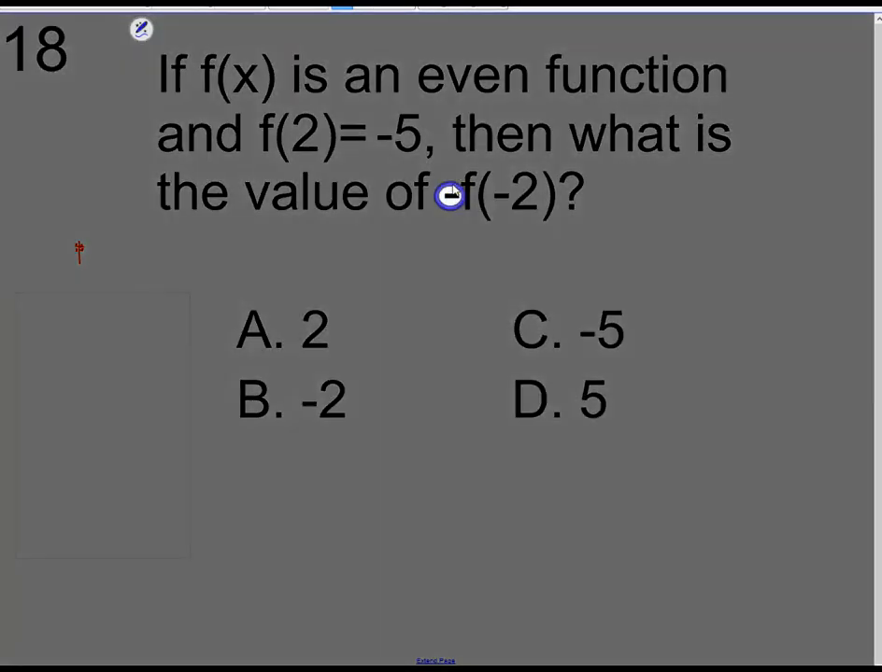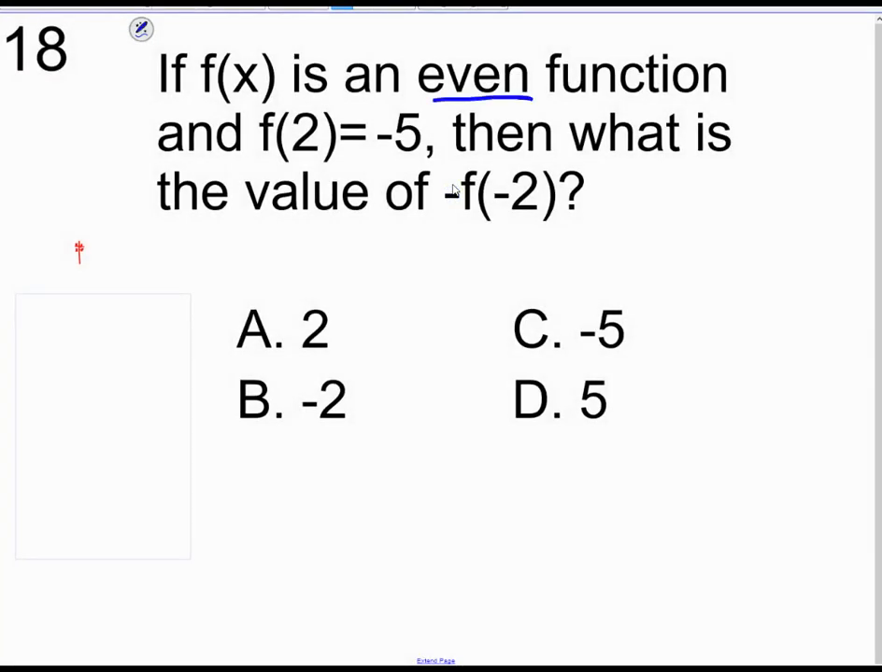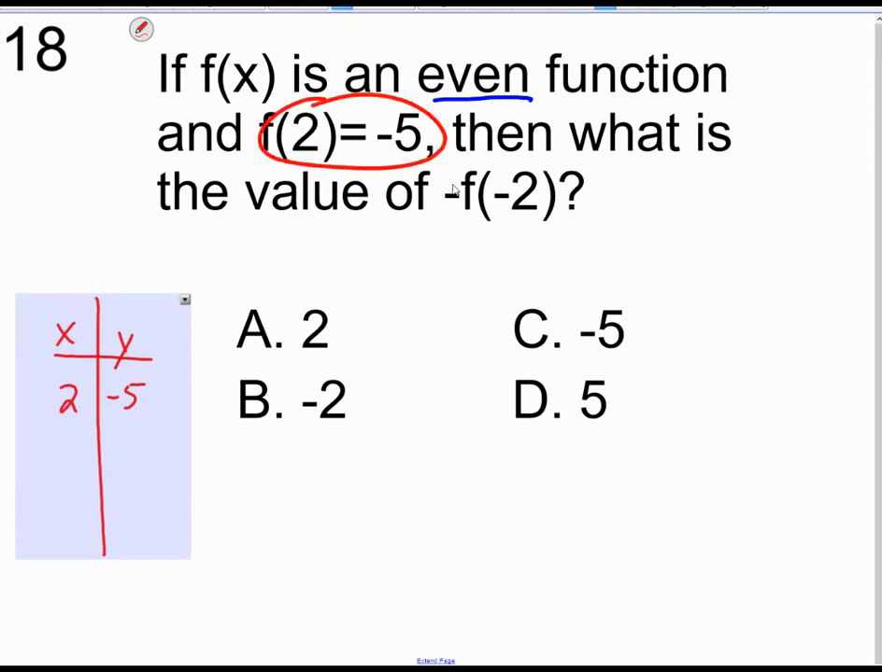You have to look at the whole problem. There is an extra negative there. This is an even function. Let's build the table. And so 2 outputs negative 5. That means negative 2 is going to output negative 5. And this right here is negative 5, but you have to bring that negative down. And the answer is negative 5, which is, of course, positive 5.